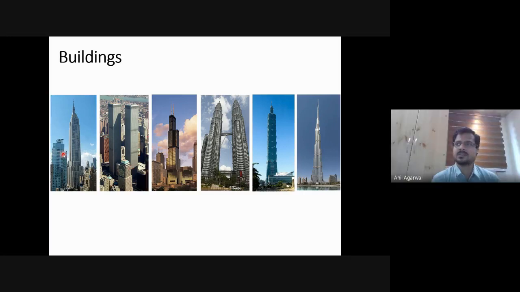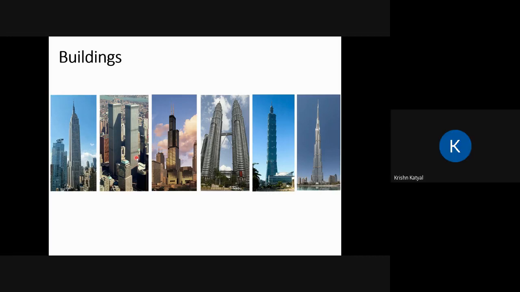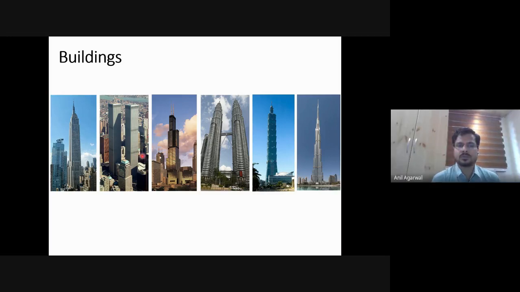So this is the Empire State Building. Where is it? What is the location? New York City. Very good. The World Trade Center Towers are also in New York City. They are not there anymore. They were demolished. They collapsed in the terrorist attack.